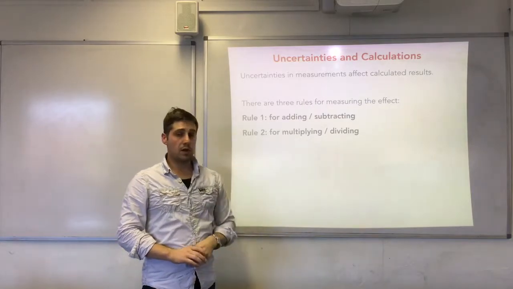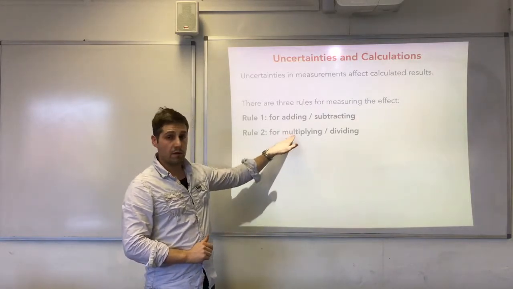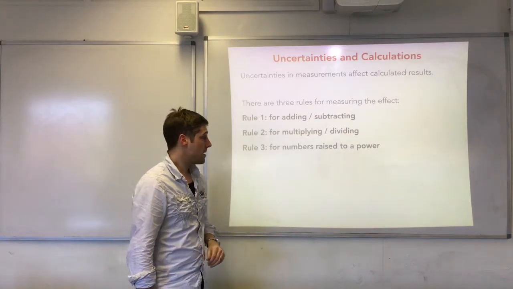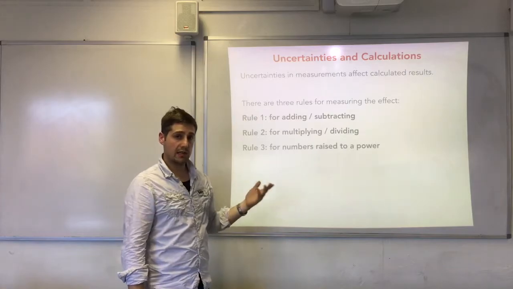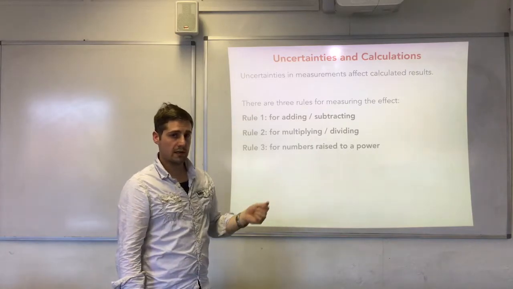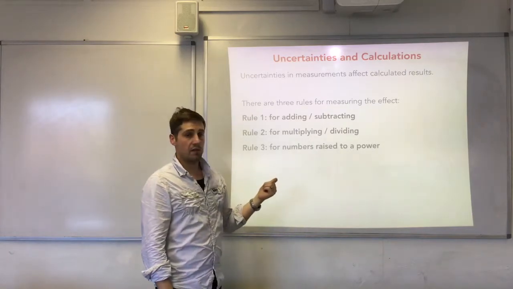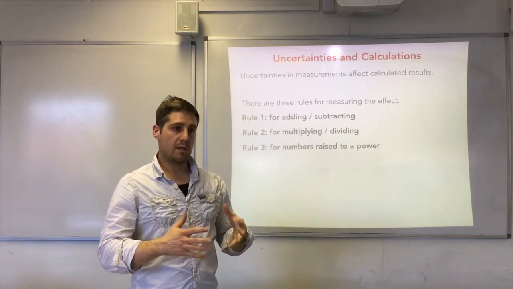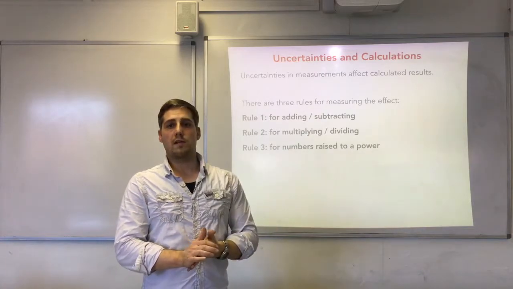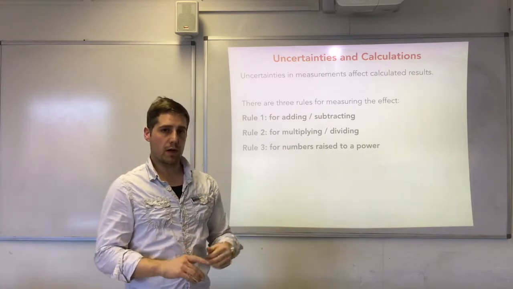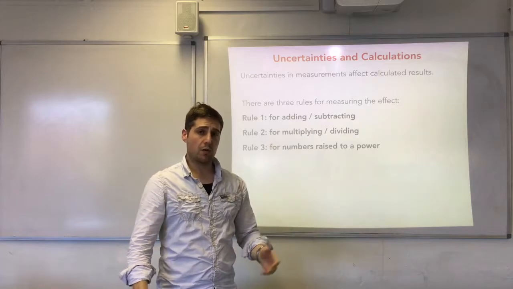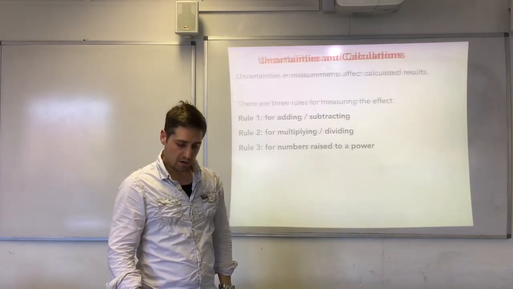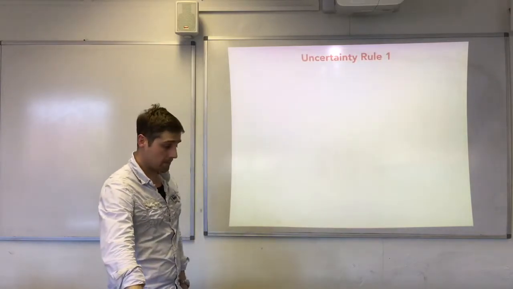Rule 2 is when you're multiplying or dividing. So this rule is very, very common because there's lots of multiplying and dividing. And rule 3, which is actually an extension of rule 2, and I'll show you how it's just an extension of it. This is if you have numbers that are raised to a power. So if you've got d squared, or a temperature squared, a time period squared, or something cubed, a radius cubed, any powers, rule 3 is the rule you use. So let's go at each one of those in turn.